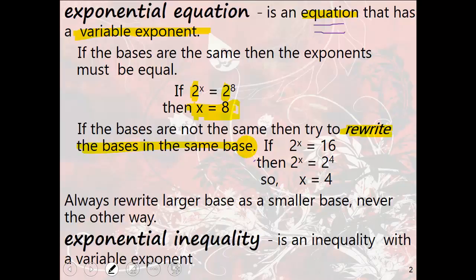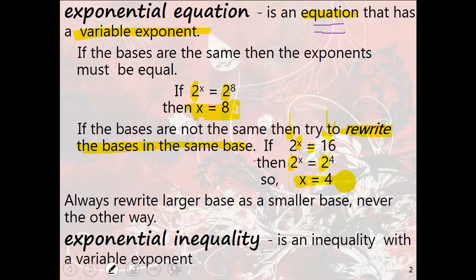Okay, so for instance, here I have an equal sign and I have a variable in the exponent, but look at my bases. This one is a 2 and this one is a 16. They're not the same. So I'm going to rewrite 16 in terms of base 2, so it's 2 to the 4th. Now what I've done is I forced my bases to be the same, so that means my exponents have to be equal, and x has to equal 4.